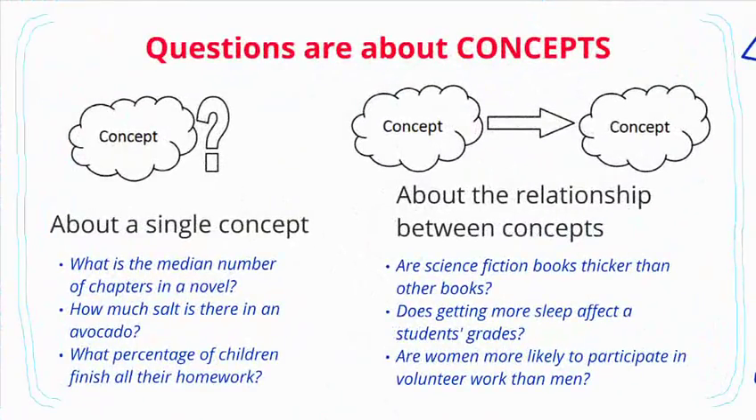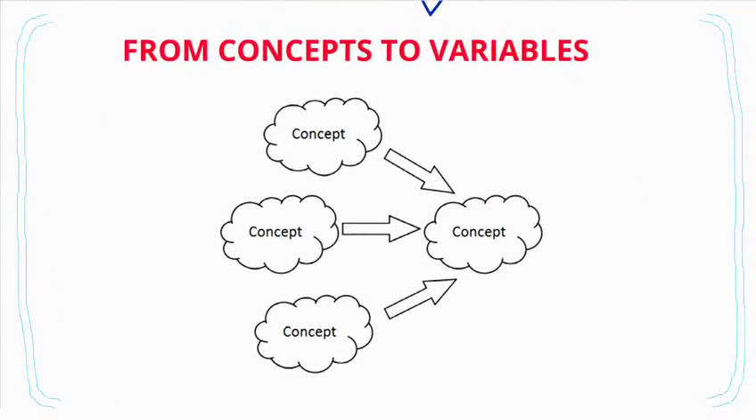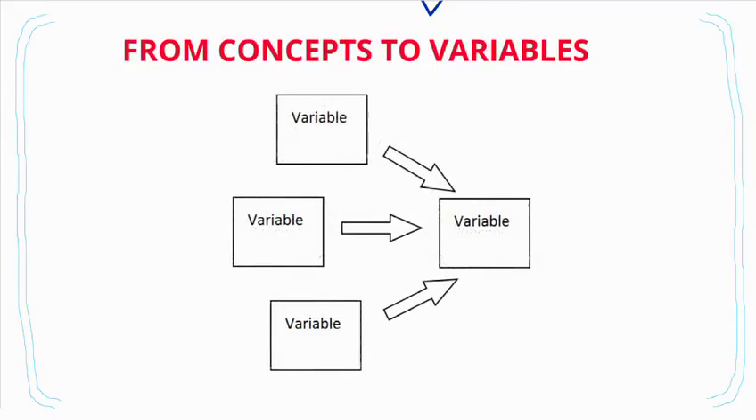So, as I said earlier, questions are about concepts. But statistics does not answer questions about concepts because concepts are too vague. Statistics needs very specific things in order to do its job. And so concepts have to turn into variables. You see, the concepts are nebulous clouds and the variables are nice, well-defined rectangles. So once you've chosen how to measure it, it becomes a variable.